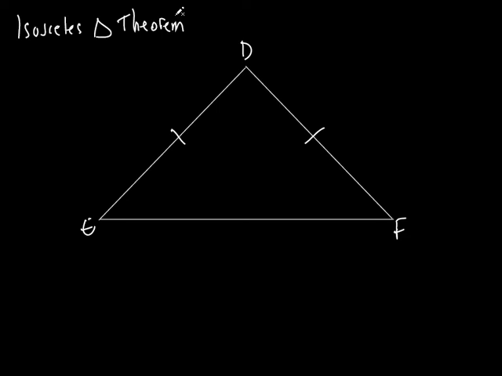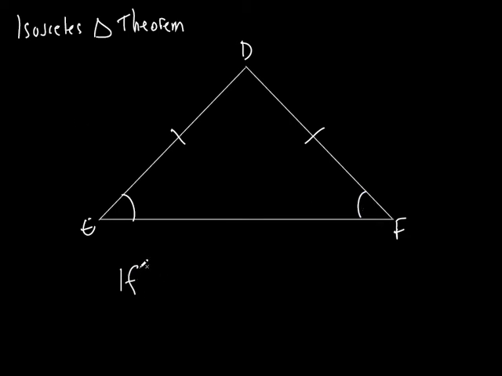It's not very difficult, but it's very important. You're going to use this quite a bit. So the Isosceles Triangle Theorem says, if I have two sides that are equal to each other, an isosceles triangle, it says that the angles opposite those equal sides are also equal to each other as well. All right, that means that this angle E is equal to this angle F.